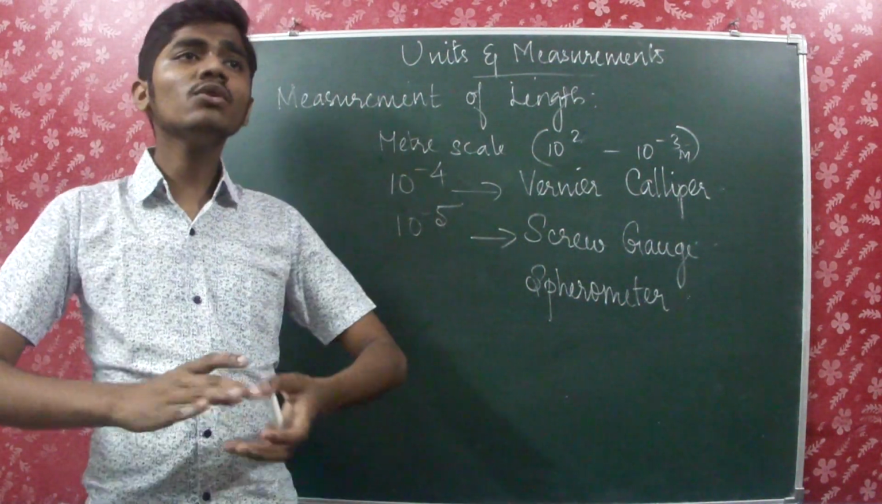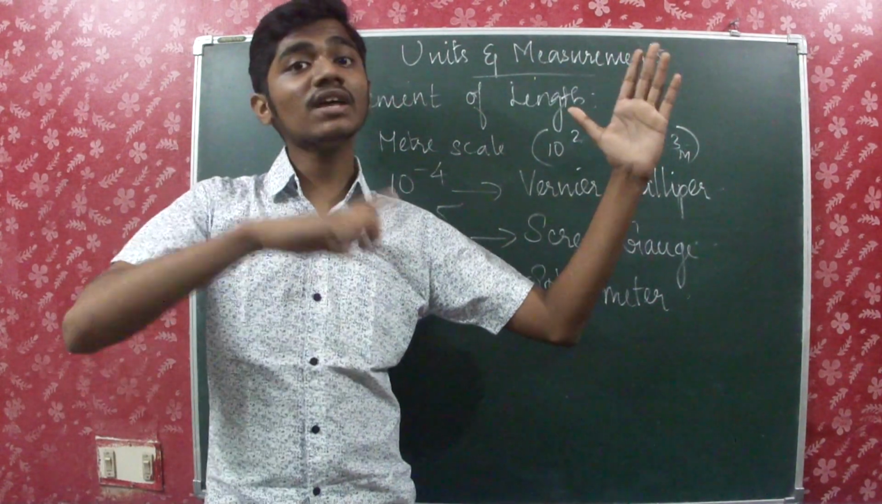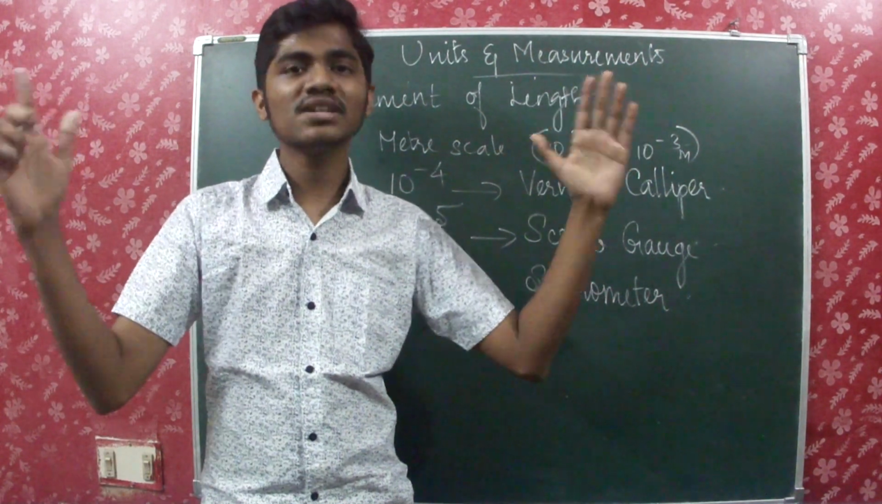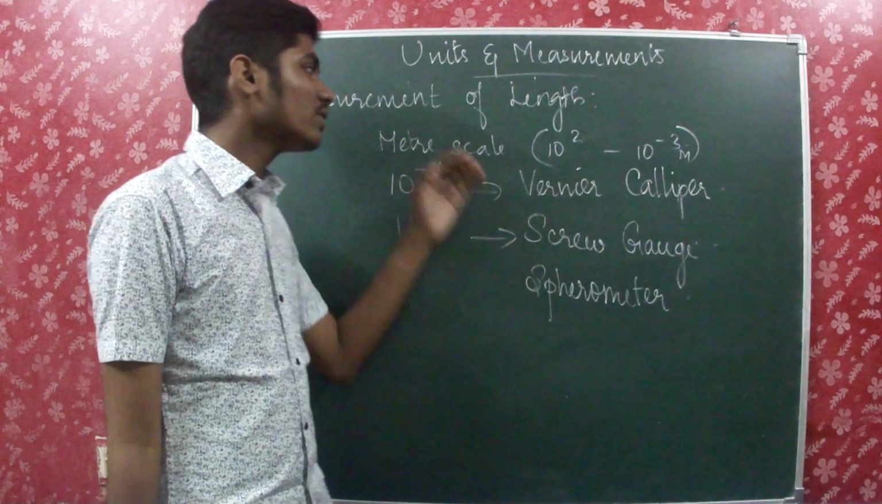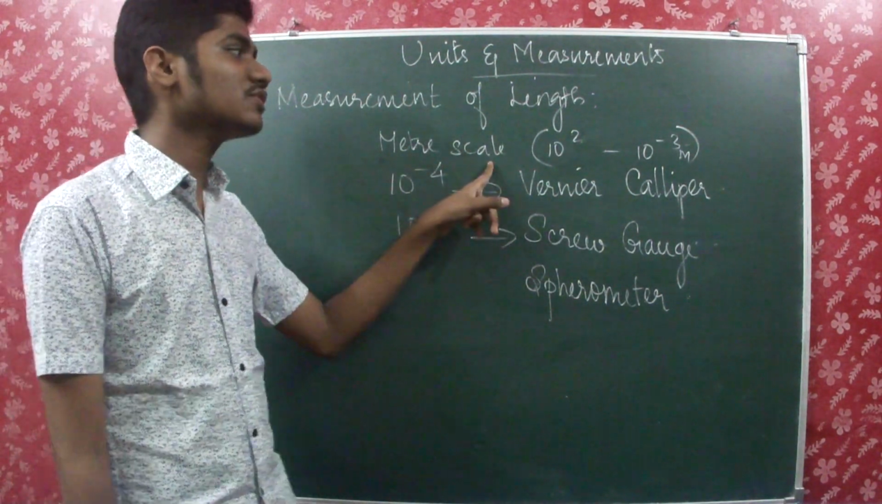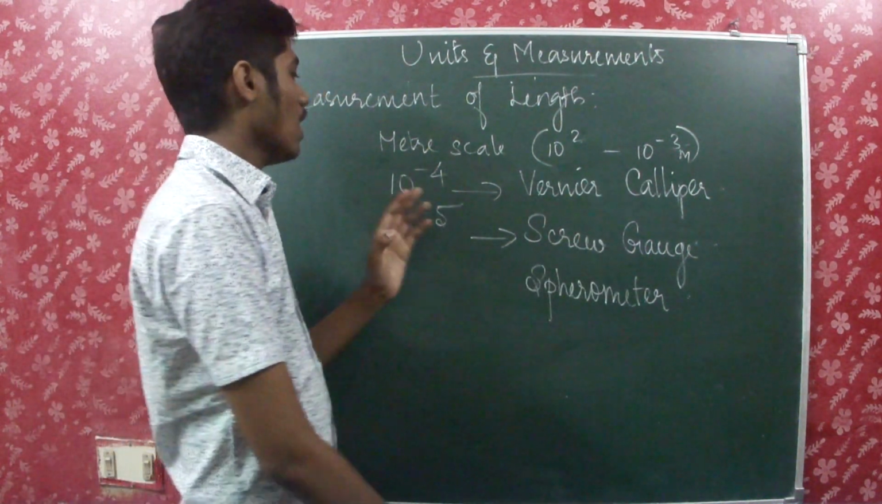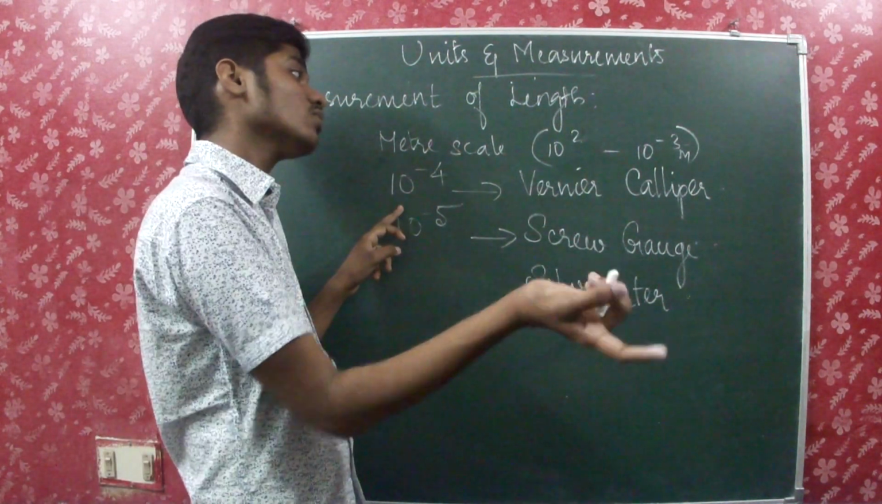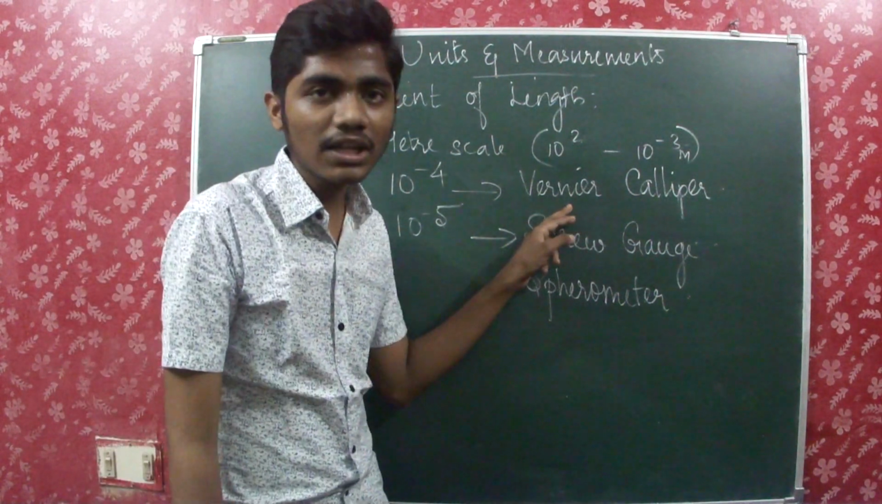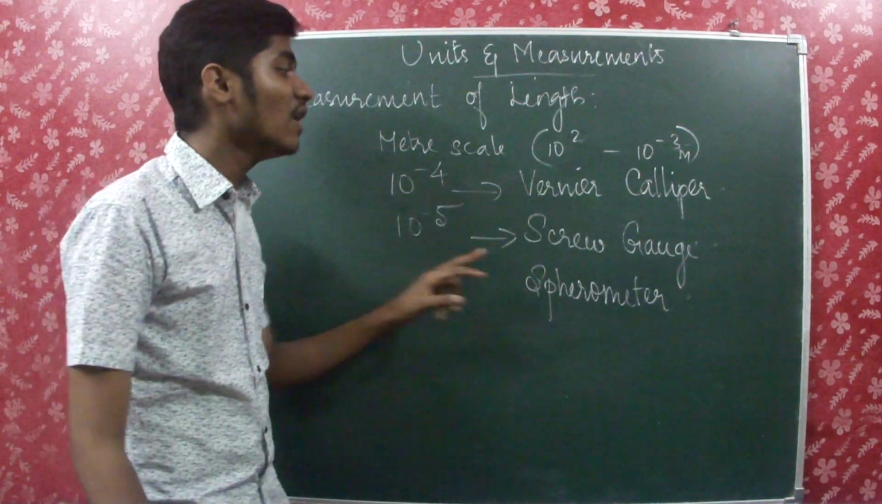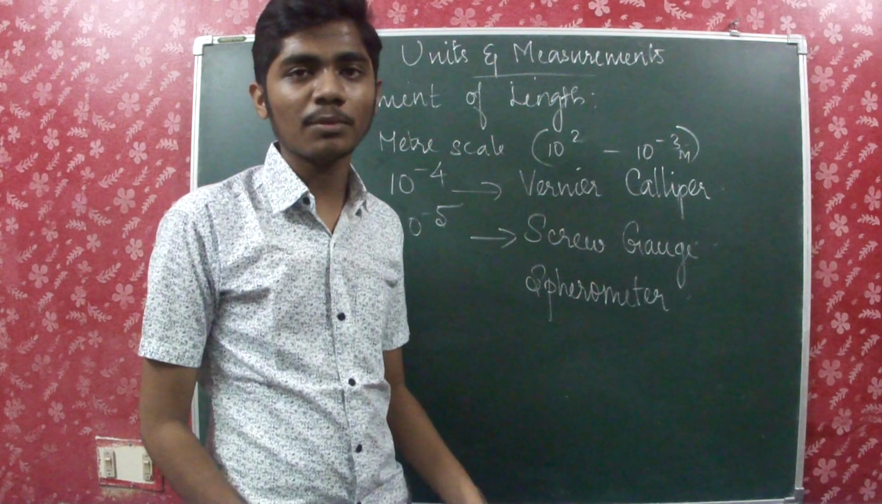But what do we do for very large distances and very small distances, the two extremes? That's what are the major topics. Okay, so this is just in general. Meter scale is used to measure distances ranging from 10 power 2 to 10 power minus 3 meter, and if it goes to 10 power minus 4, we'll have to use a vernier caliper, and if it's 10 power minus 5, we'll have to use a screw gauge or a spirometer.